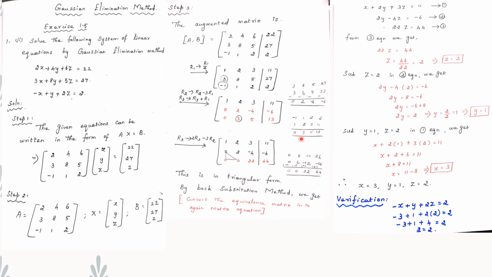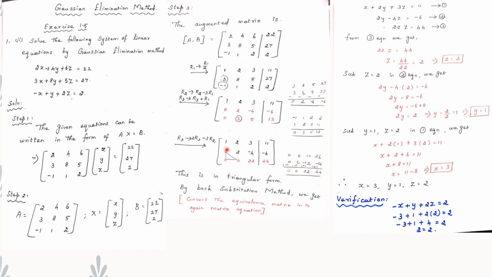I give the rough work here. After changing this, I have to convert the third row second element to 0 by using R2. So we are replacing the R3 row by using R2. Then we will get the triangular form. This is the equivalent matrix for this augmented matrix. This is in triangular form. By the back substitution method, we convert the equivalent matrix again into matrix equation. See, we have converted this into matrix equation.